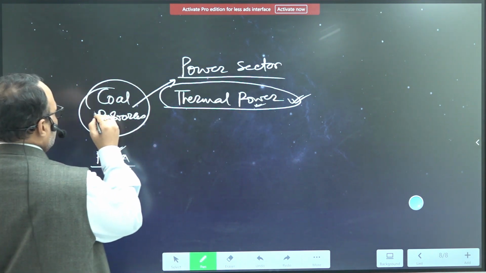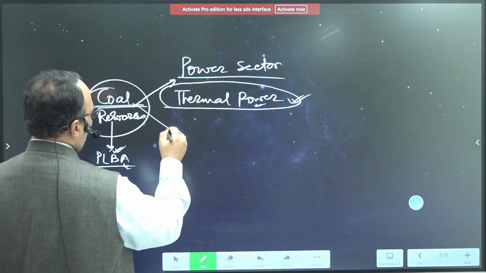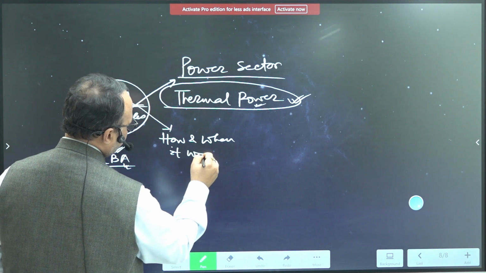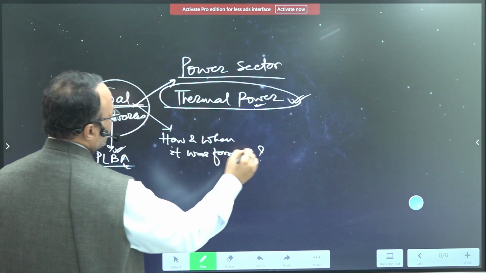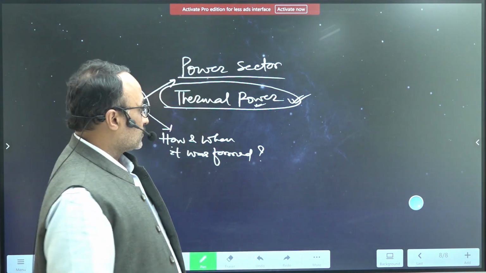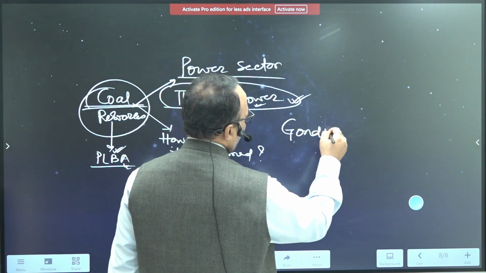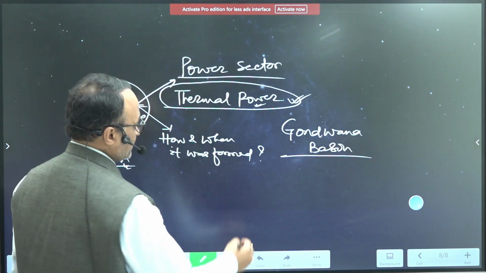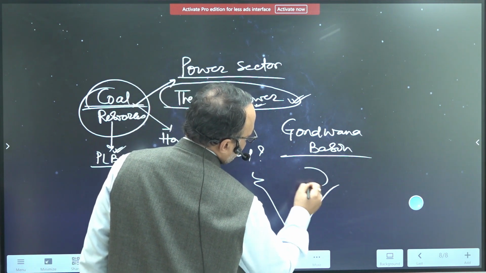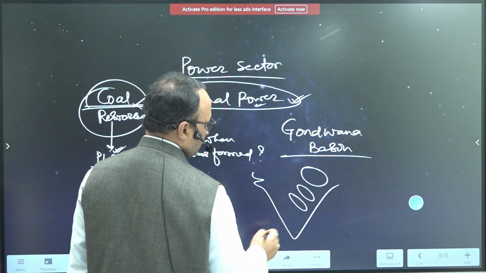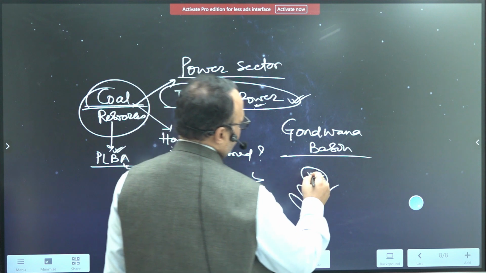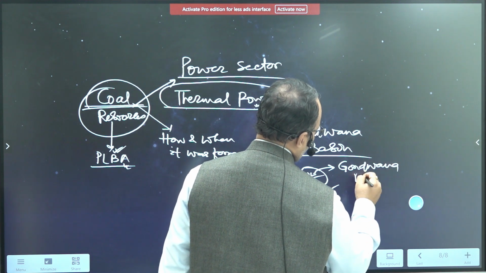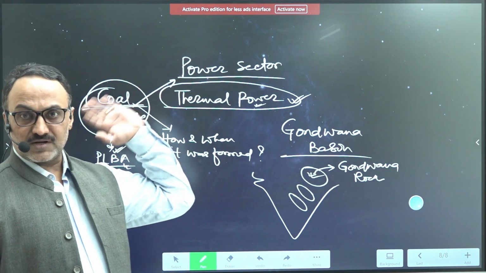Now the question arises, this coal resource, which is the base of power generation, how and when it was formed? So simple answer is Gondwana Basin. The term you have to understand is the Gondwana Basin. That is, inside India, if you see, there is Damodar Basin, then there is Mahanadi Basin, Godavari Basin, Krishna Kaveri Basin. So this Damodar Basin is one of the most important location for Gondwana rock formation. Gondwana rock. So those rock formation which was created during Gondwana time.